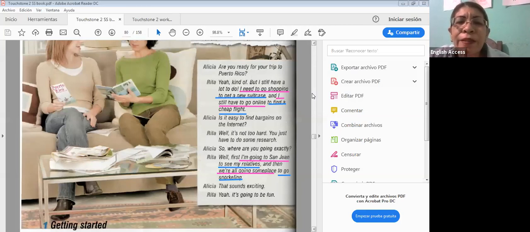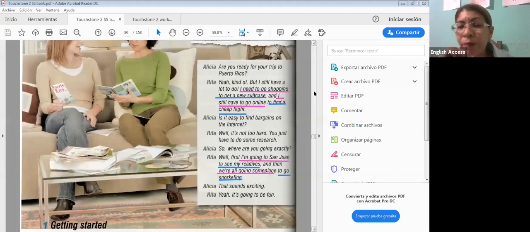Will you pay attention? The sentences that I underline in blue, they are showing the reason why this person is doing a certain activity. For example, in number one, the activity is, I need to go shopping. The reason is to get a new suitcase. Number two, I still have to go online. And the reason is to find a cheap flight.